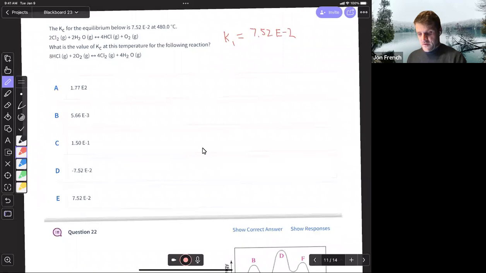So to go from the first reaction to the second reaction, we have to do 2 operations, right? Choice E, Haley, all of the above.